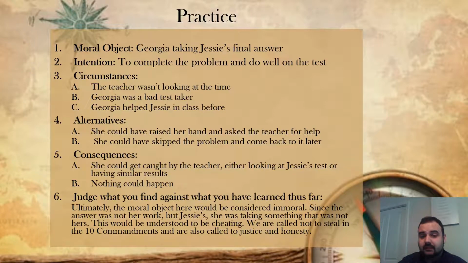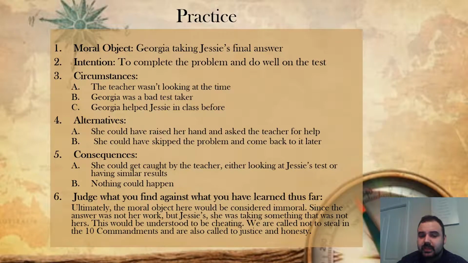What are possible consequences? In one way, the teacher could turn around and she could get caught and get a 0 on the test, or the teacher could realize she cheated. Nothing could happen. She could get away with it. Or Jessie could have gotten the wrong answer for the question, and so she's now left in a bad place and she gets it wrong too. So considering all this, what might we say? We would say ultimately we would consider this decision to be immoral.